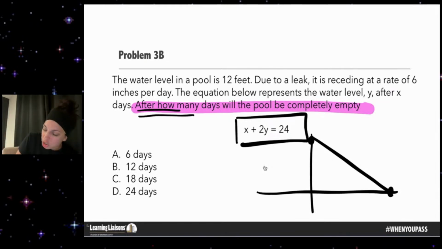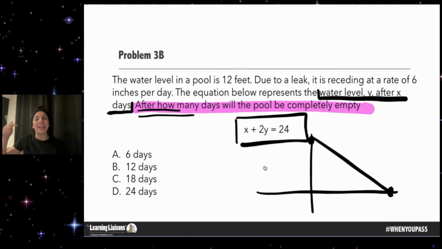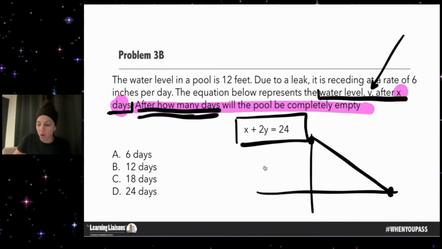Because when I look at this super important part that we talked about in problem 3A, I notice that it's X days. So if it's X days, I'm looking for some sort of X value if it says after how many days. So I know I'm plugging something in for Y for it to spit out an X. Well, what am I going to put into the water level? 0, because I'm looking for when the pool is empty.